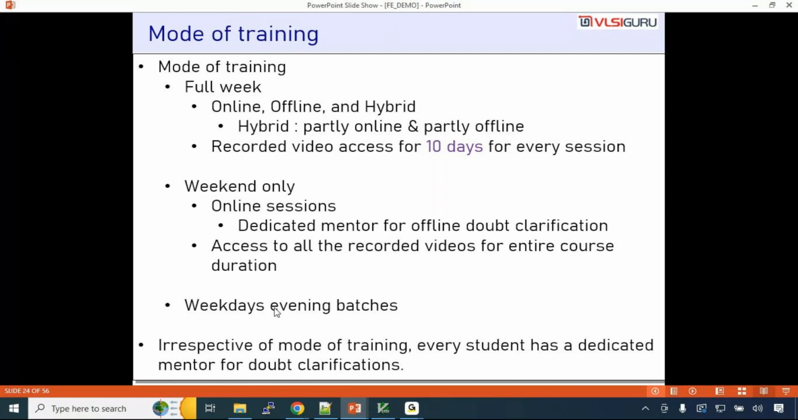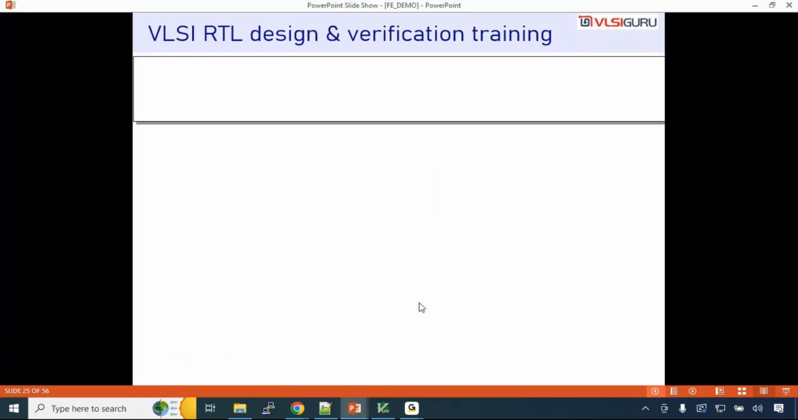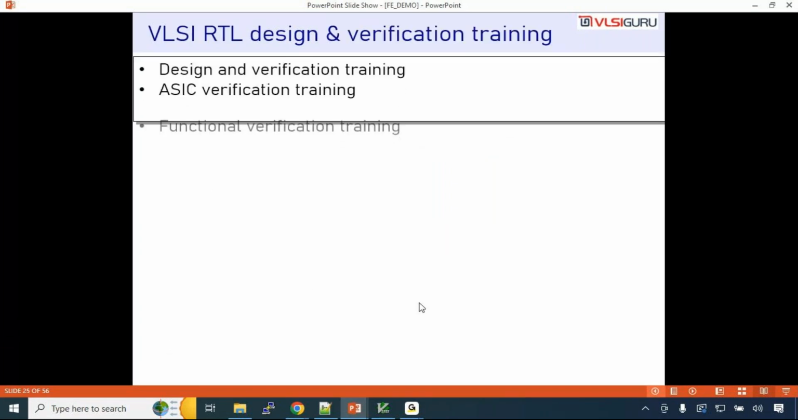If there is only one student, probably we can't do. If there is a group of at least 4 or 5 students, we can run evening batches also. Irrespective of mode of training, every student has a dedicated mentor for doubt clarification. Talking about RTL design verification, I said all these courses are the same. Design verification, ASIC verification, everything is the same topic only.